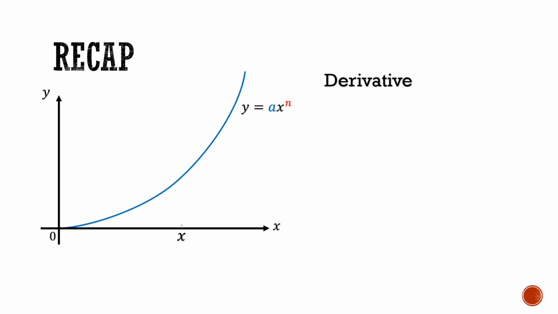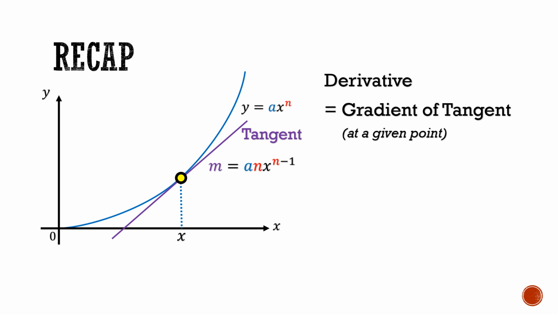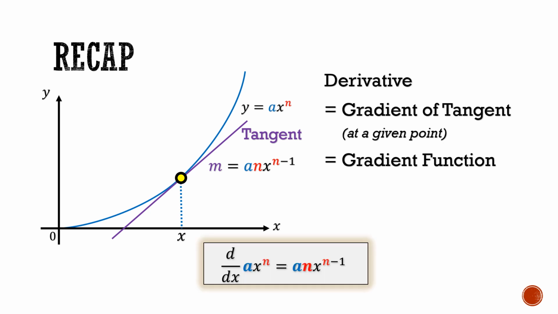Let's recap what we've learned so far. We started on the concept of the derivative, that for any given function at any given point, the derivative tells us the gradient of the tangent at that point. We can also call the derivative the gradient function. We have also learned that for power functions, the derivative of ax to the power of n is anx to the power of n minus 1. In the last video, we looked at an application of the derivative to help us find the equation of the normal.